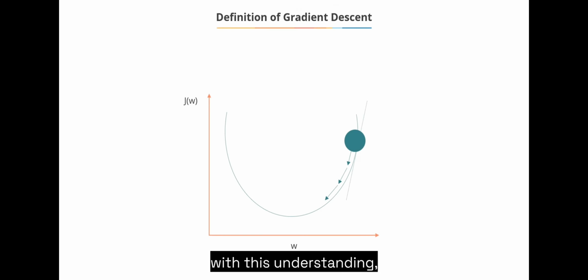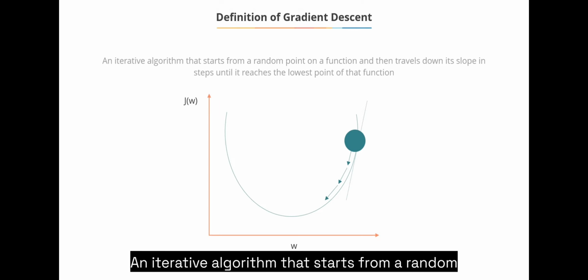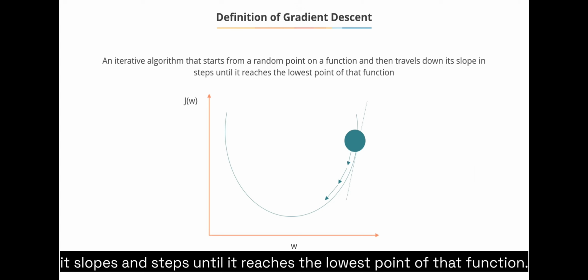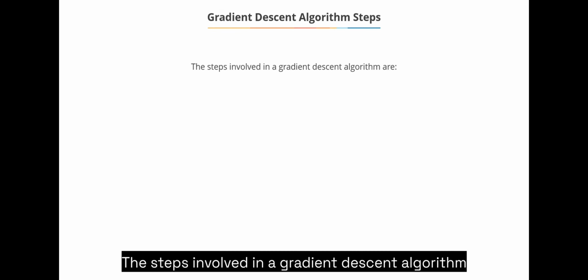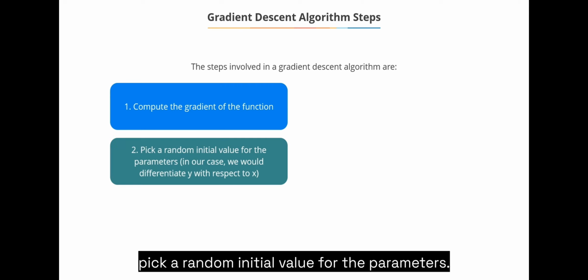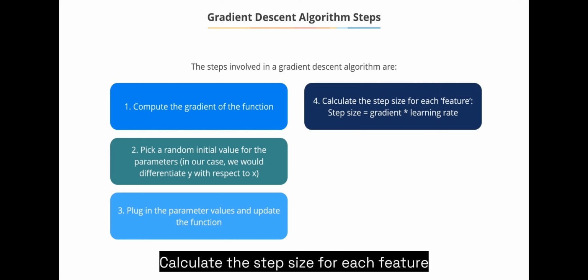With this understanding, let us now reflect on this definition of gradient descent. An iterative algorithm that starts from a random point on a function and then travels down its slopes and steps until it reaches the lowest point of that function. The steps involved in a gradient descent algorithm are: compute the gradient of the function, pick a random initial value for the parameters. In our case, we would differentiate y with respect to x, plug in the parameter values, and update the function. Calculate the step size for each feature.